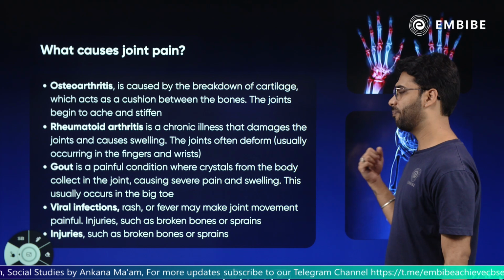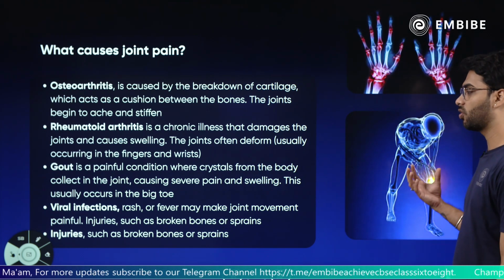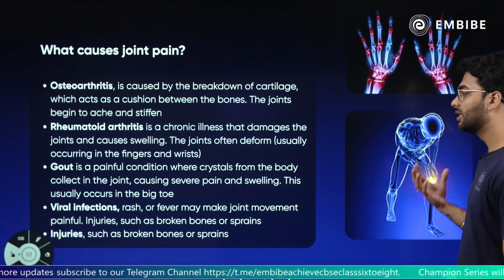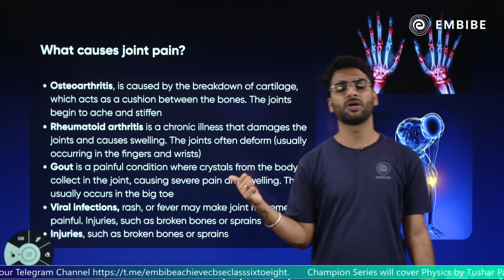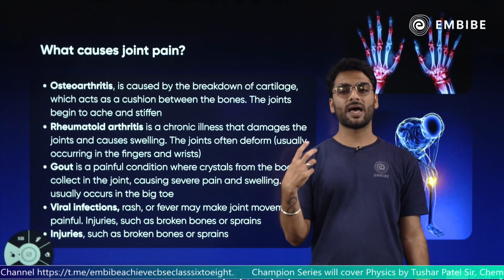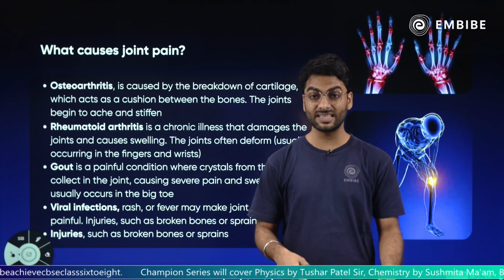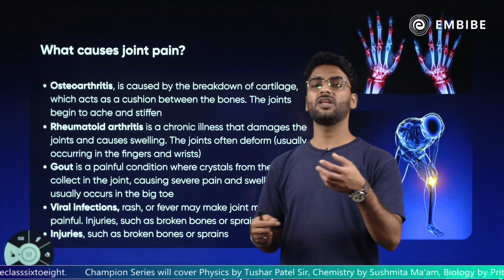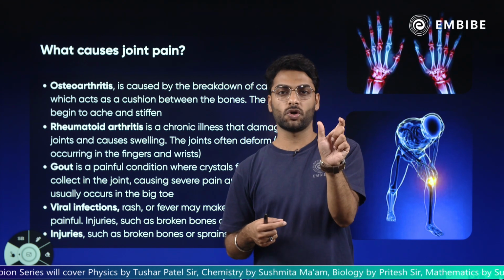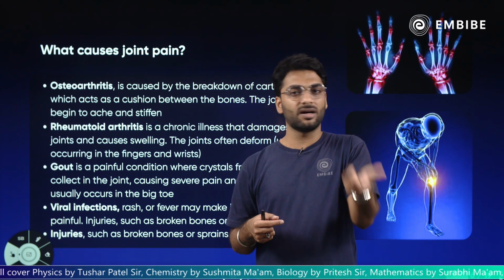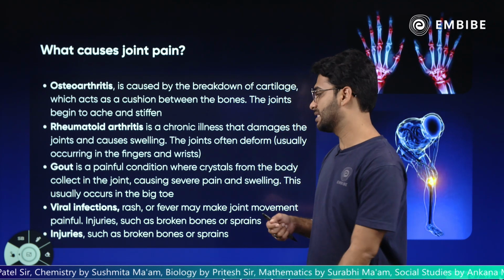Gout. It's a painful condition where crystals from the body collect in the joint, causing severe pain and swelling. This usually occurs in the big toe. So gout usually is because of diet. Even people who have very high uric acid, you will see that their legs swell. So basically what happens is that certain salts go and deposit in the joint, which makes its movement impossible. And you can usually see it in the big toe, it swells.